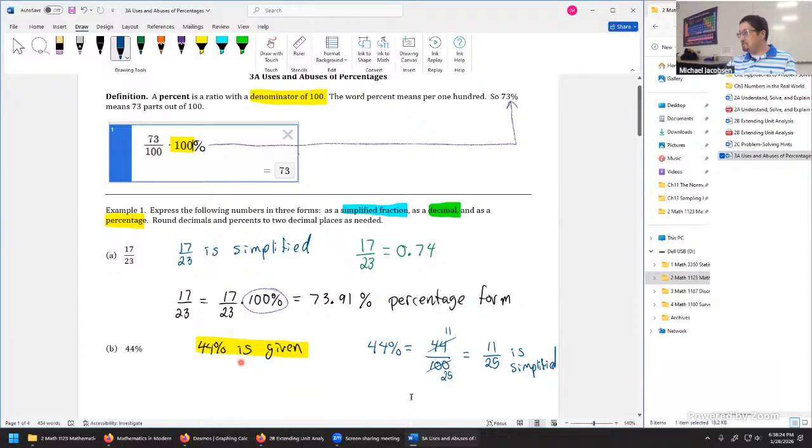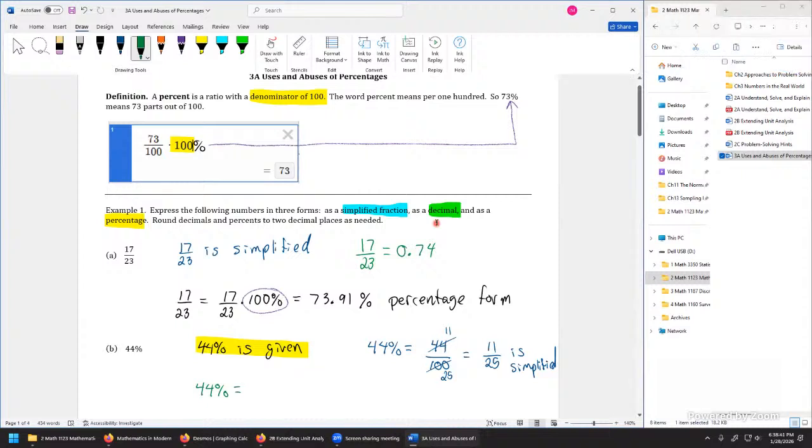So we have the percent given. Now we have the fraction. It's now a prime number divided by 5 times 5, so this can't reduce whatsoever. All we need now is the decimal number. Anyone happen to know what this would be just as a decimal? 0.44. Yeah, absolutely.